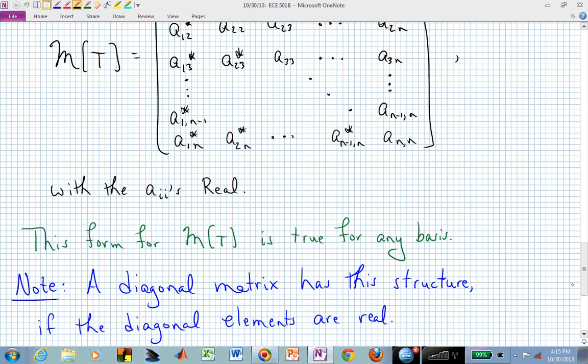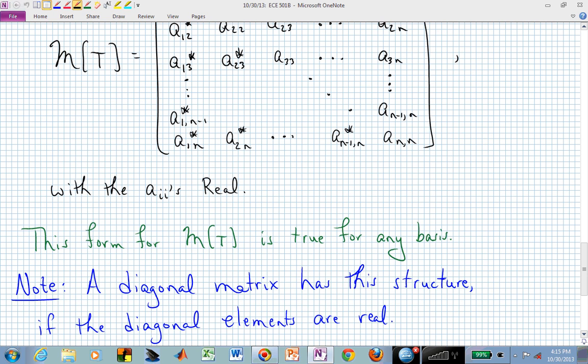of a self-adjoint operation, and that's the matrix representation of that linear map. And this structure being a complex conjugate transpose is going to hold no matter what basis you have for that linear map.